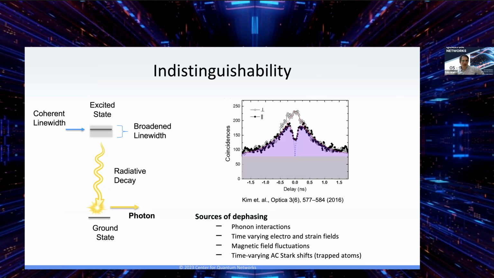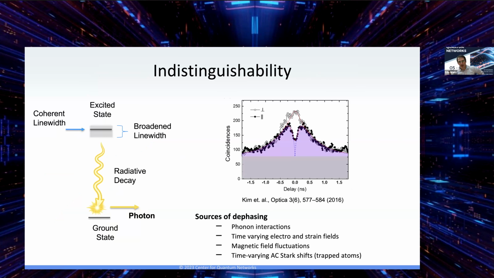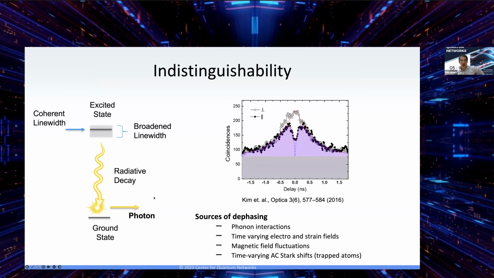So let me take a step back. So this is one problem. We need good photon collection efficiency, and the other thing we need is good indistinguishability. And indistinguishability is typically degraded by broadening mechanisms in the emitter. For example, if the emitter is coupled to a fluctuating electric field or fluctuating strain field, that will cause the line width of the emitter to become broadened, and that distorts the distinguishability of the radiated photon.